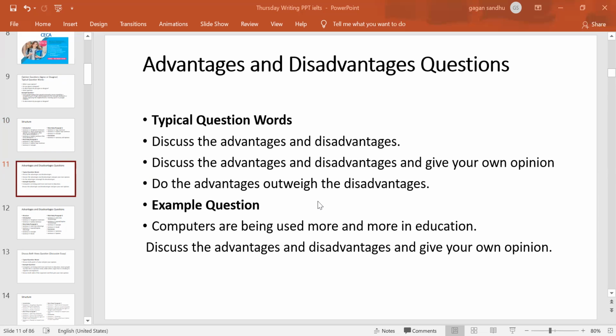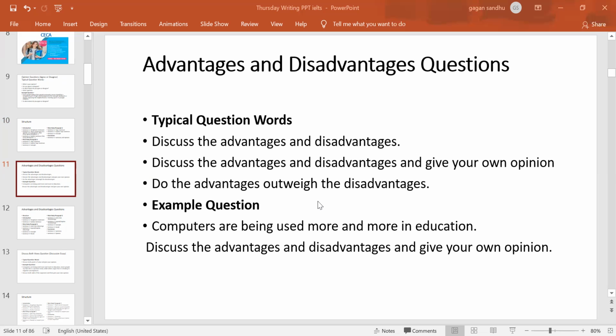It says computers are being used more and more in education. Discuss the advantages and disadvantages and give your own opinion. Now you see, these are the typical question words which will be there beneath the statement, and you understand this essay relates to the second category, the advantage and disadvantage question.